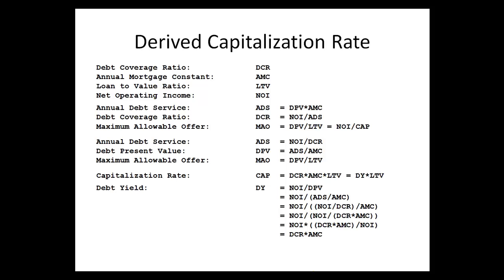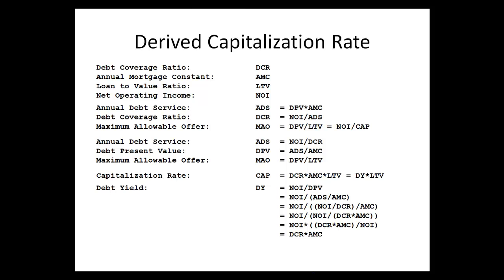Therefore, those 3 values, the debt coverage ratio times the annual mortgage constant times the loan-to-value ratio, is the divisor for the net operating income to determine the value of the property. Therefore, the capitalization rate is equal to DCR times AMC times LTV. And DCR times AMC is equal to the debt yield. Therefore, the debt yield times LTV is equal to the cap rate.